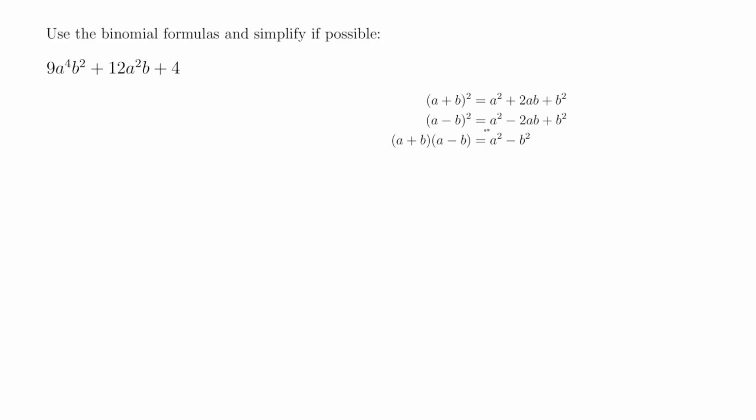Then we have the second binomial formula, which tells us if we have (a minus b) and square everything, this is the same as a squared minus 2ab plus b squared. And then we have the third binomial formula, which says (a plus b) times (a minus b) is the same as a squared minus b squared.